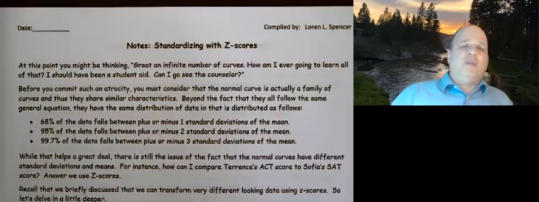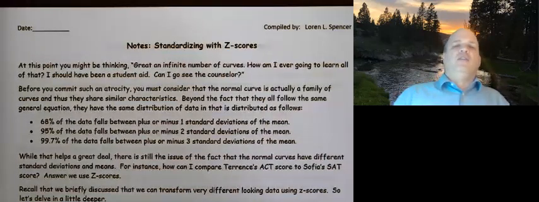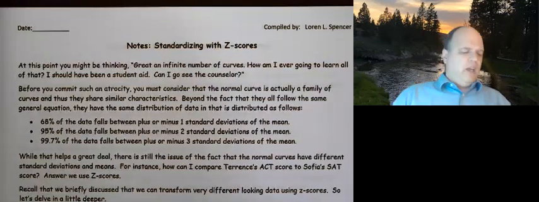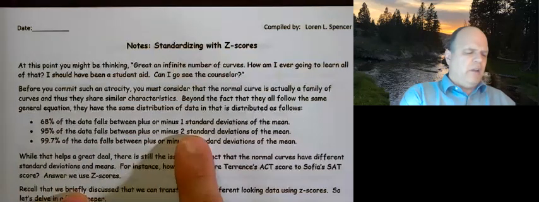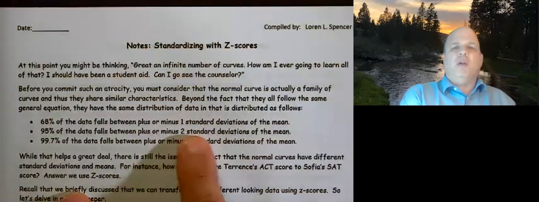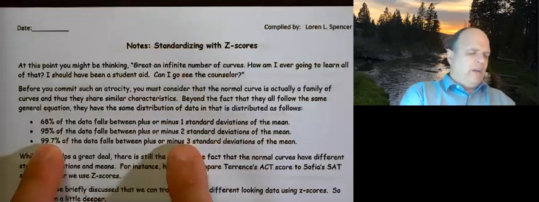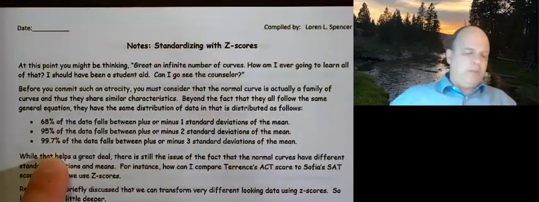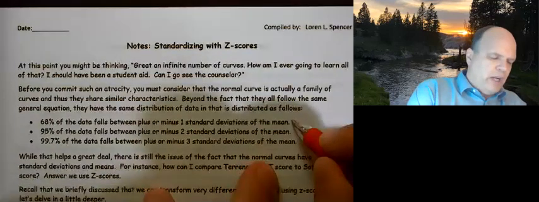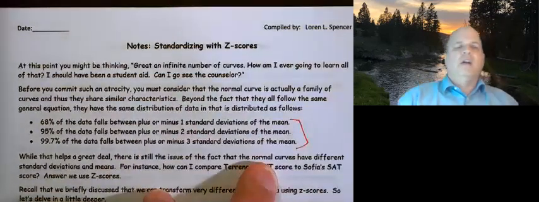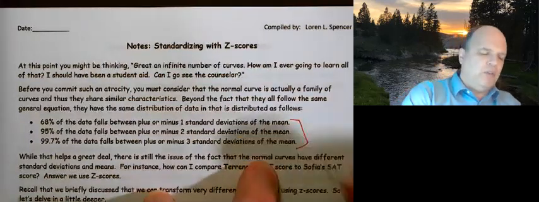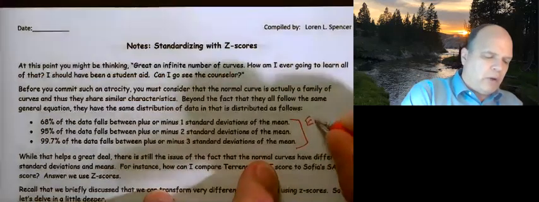They also have some very similar characteristics, because regardless of where the center is located, regardless of how spread out the data is, we can say that about 68% of the data lies between plus or minus 1 standard deviation, about 95% of the data within plus or minus 2 standard deviations, and about 99.7% within plus or minus 3. Now, this you need to memorize. Plus or minus 1 is 68, plus or minus 2 is 95, plus or minus 3 is 99.7. And this has a name. It's called the empirical rule.